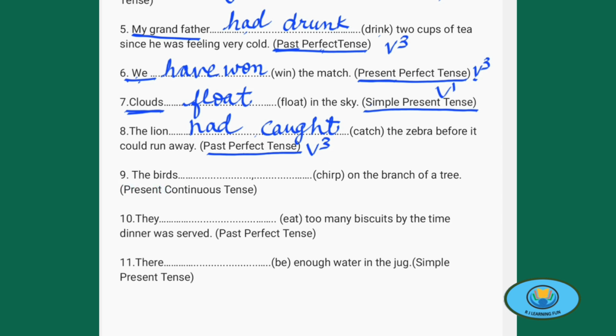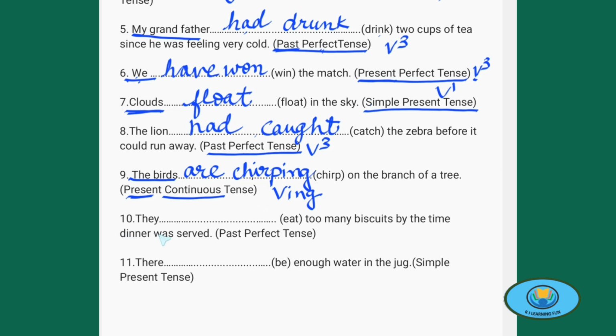Number 9, the birds chirp on the branch of a tree. Present continuous. Whenever you see continuous, it is the ing form of the verb, which is chirping. But to show that it is present continuous, we use the be form of verb, which is is, am, are, and the subject is plural. That's why it is are. The birds are chirping on the branch of a tree.